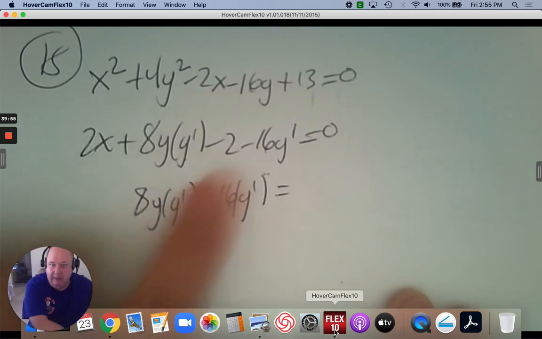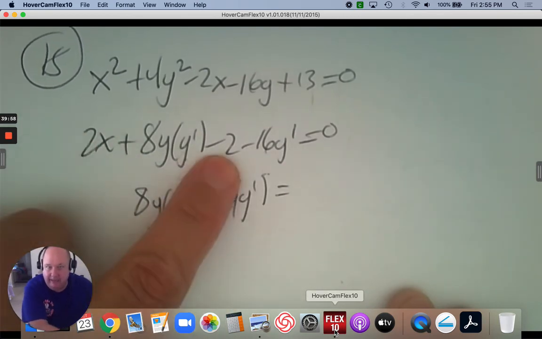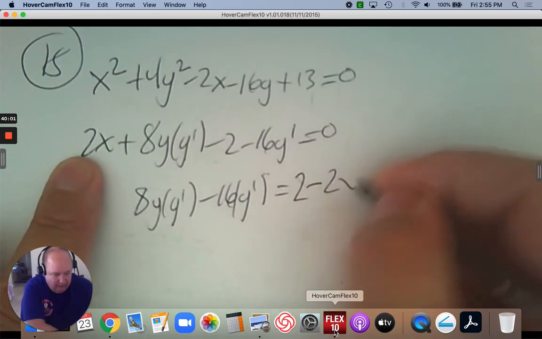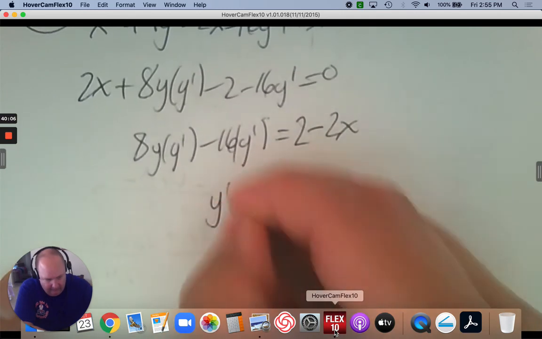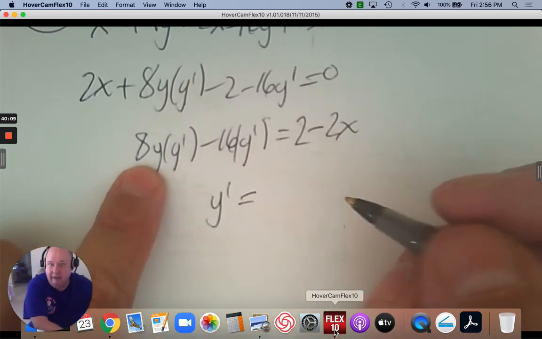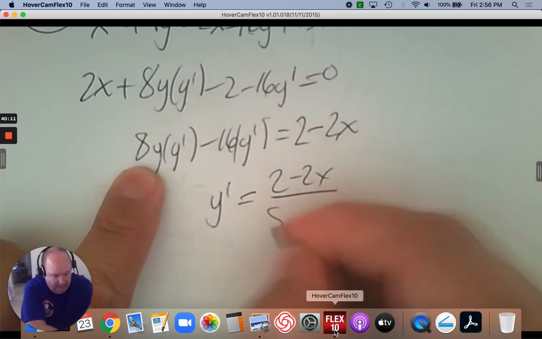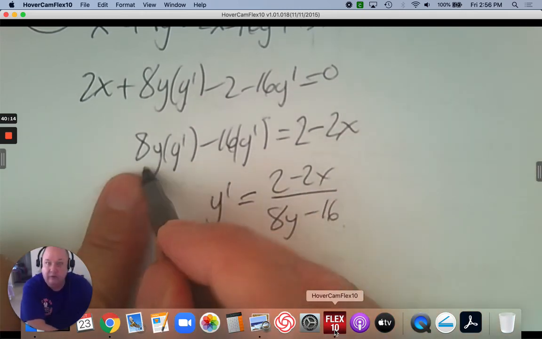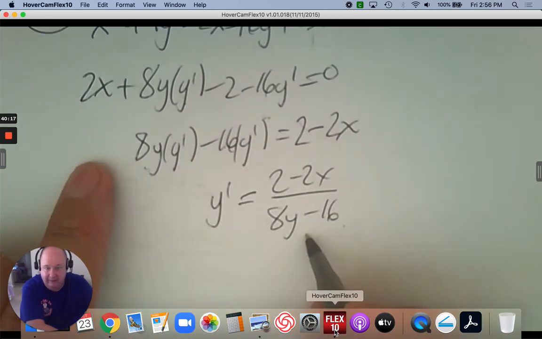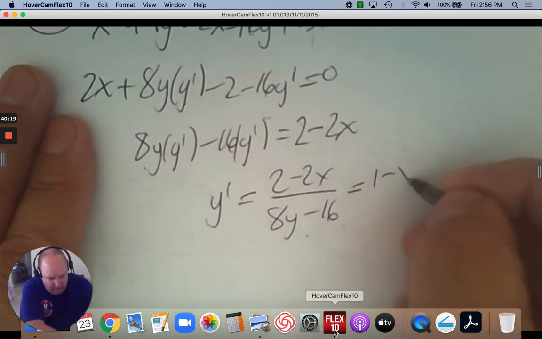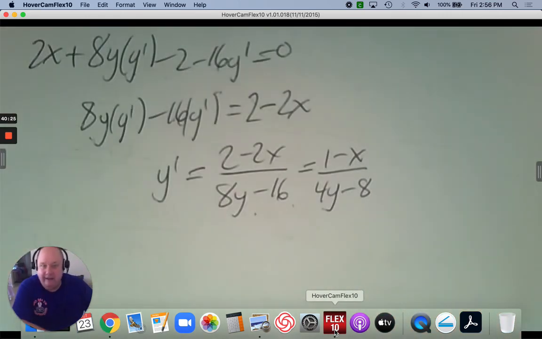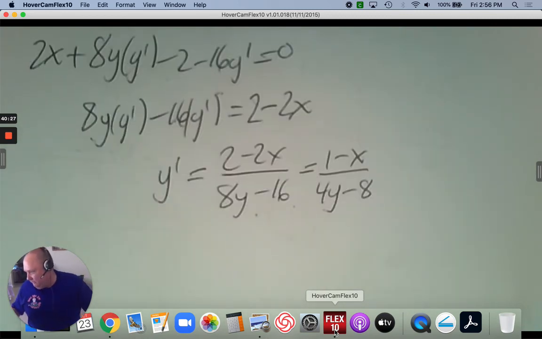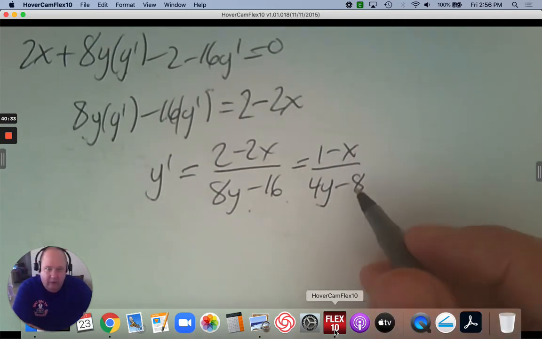Gather the y primes together. So 8y prime and negative 16y prime, add 2, and subtract 2x. Factor out a y prime, and you're left with 8y subtract 16. So 8y subtract 16, you would divide everything by 2. And there you go. It's 1 subtract x over 4y.